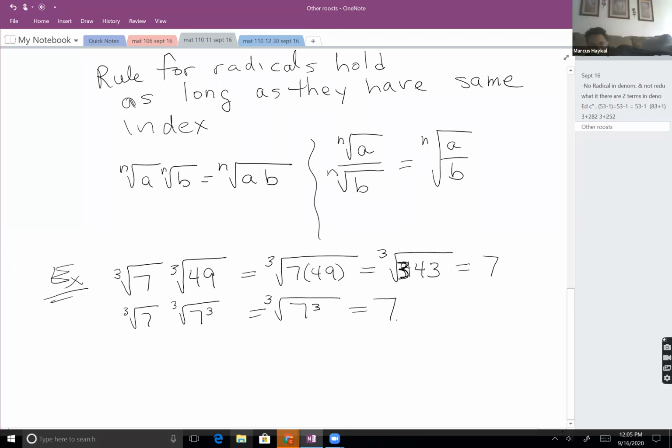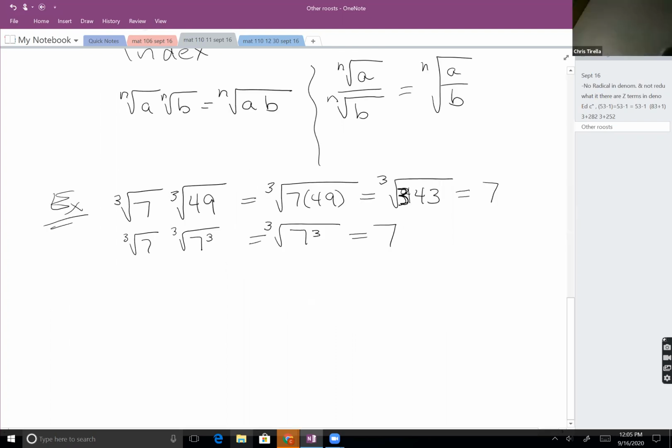Wait. I'm a little confused with the second part of the problem that you wrote. Oh, I'm just telling you how I came up with the 7 easily. Oh, okay. I recognized that 49, I'm sorry, I said 7 squared and I didn't write it. 49 is 7 squared. So if I multiply 7 times 7 to the second, I get 7 to the third.